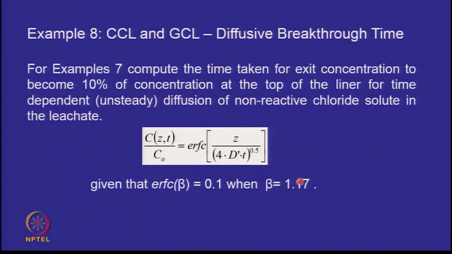So now I know 1.1, I know Z, all I have to do is find out the time t. Okay. So please put Z over 4 D dash t to the power 0.5 equal to 1.7, and please compute the t for me in days, months or years.